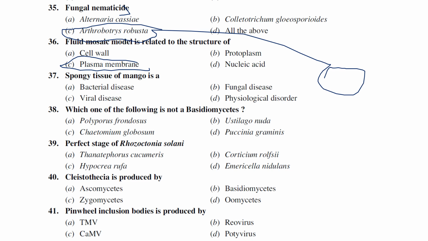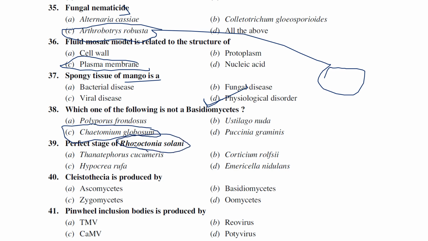Spongy tissue of mango is a bacterial disease, fungal disease, viral disease, or physiological disorder? Spongy tissue of mango is a physiological disorder. Which of the following is not a Basidiomycota group of fungi? Among the given options, Chaetomium globosum is a biocontrol agent. It does not belong to the Basidiomycetes. Perfect stage of Rhizoctonia solani.